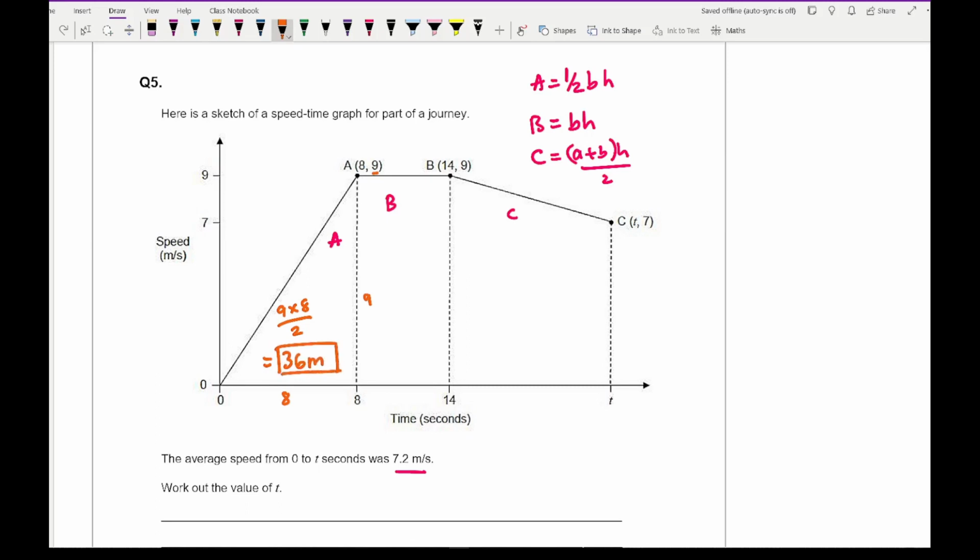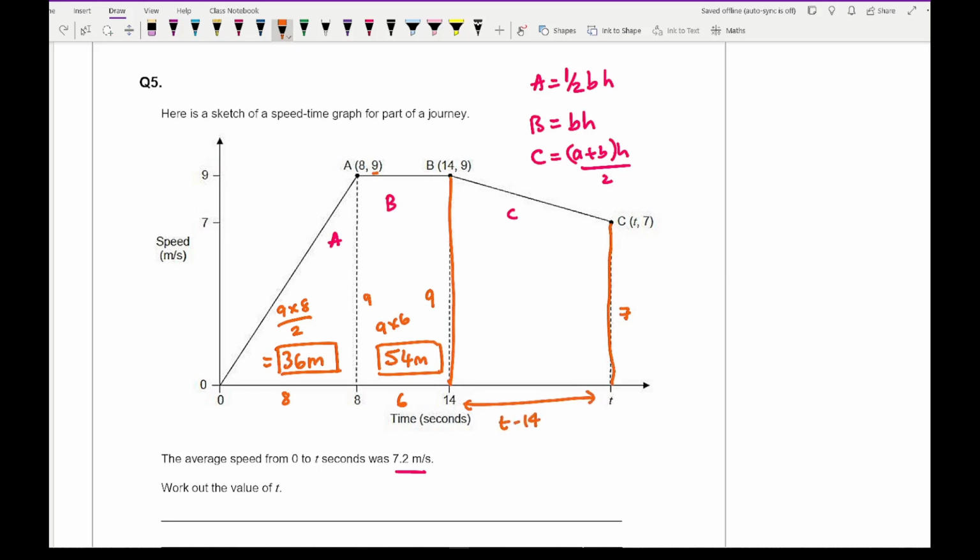Then looking at the rectangle, well, that's got a height of 9, and looking at the base, which is 14 take away 8, which is 6, so that's going to be 9 times 6, which is 54 meters. Then working out the area of C, well, this is a trapezium, so this length here is going to be 9, and this length here is going to be 7, and the height of that trapezium is t minus 14.